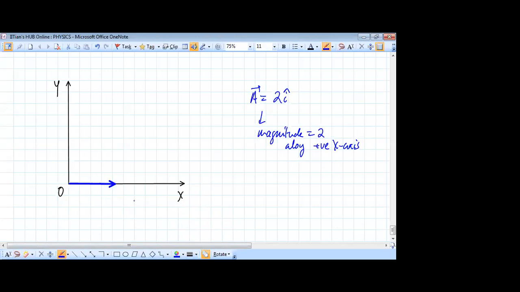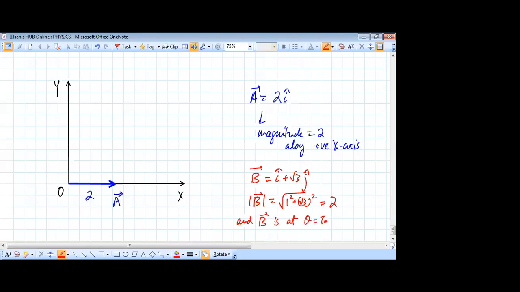Let's say that is our vector A. So magnitude 2, it's along the positive x-axis. Now what about the vector B? The vector B in contrast is i cap plus root 3 j cap. So magnitude of the vector B is 2, and the vector B is at theta equal to tan inverse root 3, or 60 degrees, with respect to x-axis. You can see B is like this.